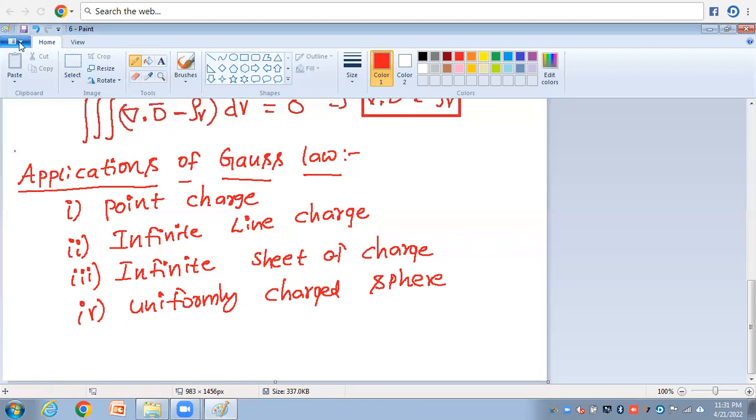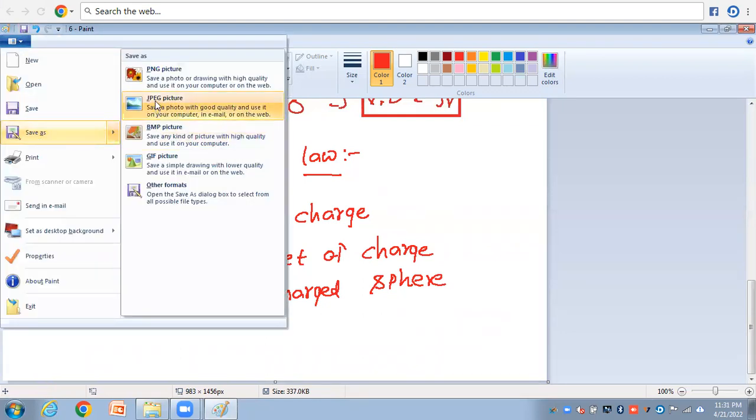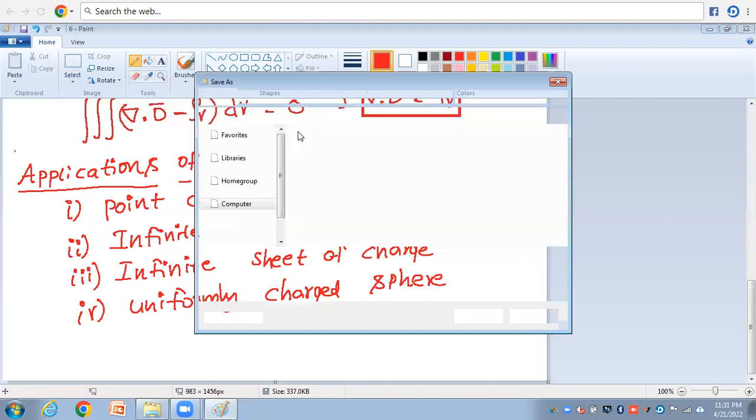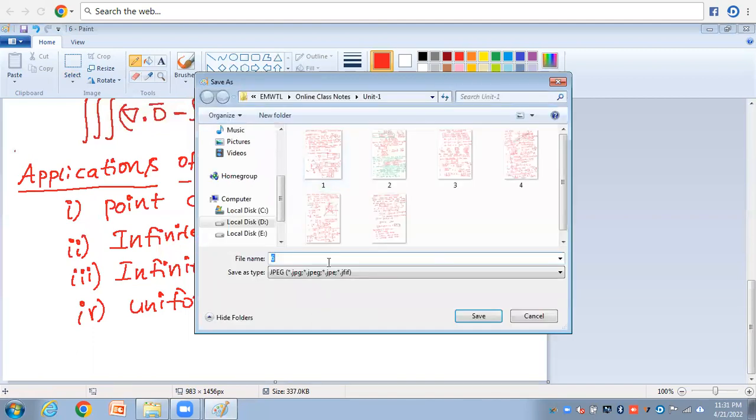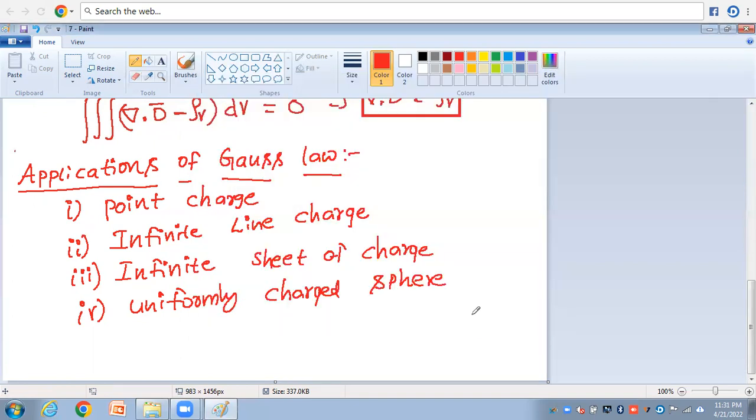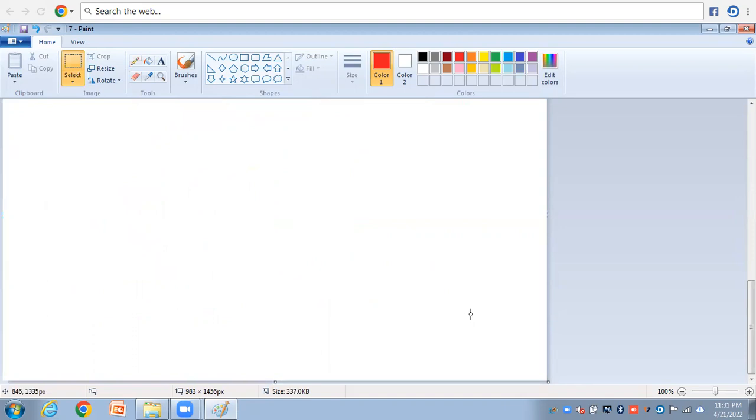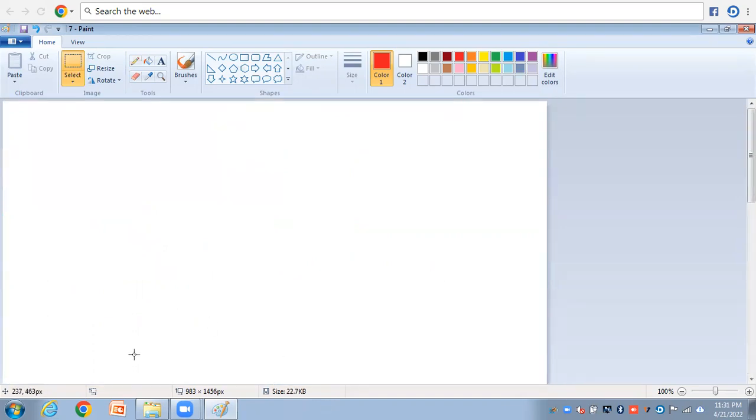I will take a new slide, then it will be very helpful to understand the entire content in a neat manner. Then control A, then save. Fine. Now I will discuss one by one.